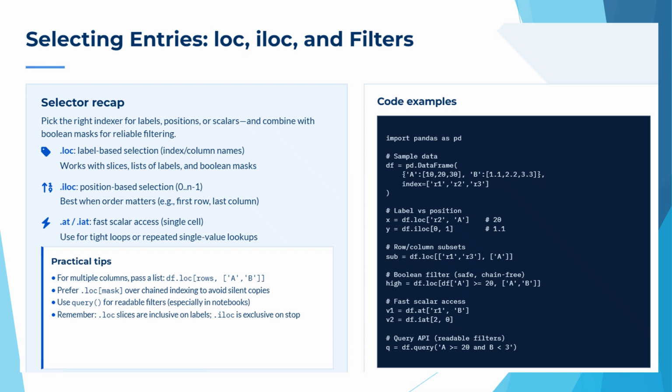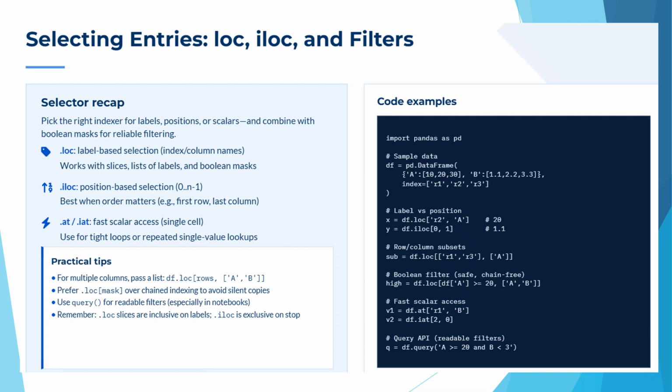The .at and .iat methods are optimized for accessing a single value quickly. The .at method uses labels while .iat uses integer positions. These are especially useful in loops or situations where repeated access to individual elements is required, as they provide faster performance compared to general indexing methods.